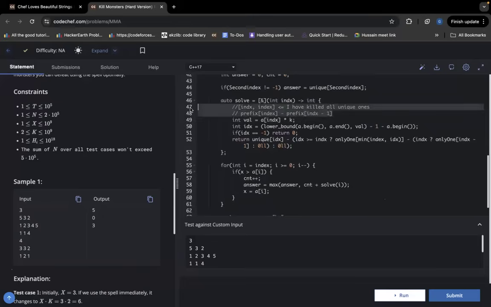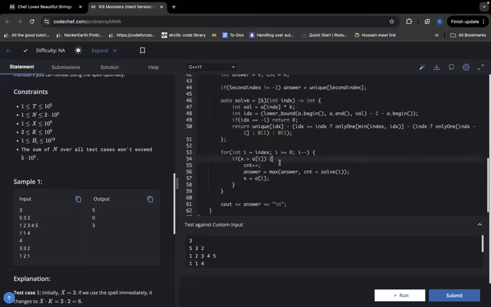Okay. What matters is if x is greater than ei, then count plus plus, answer is equal to max answer comma count plus solve I, and finally you print answer. And in my solve function, I am just telling, okay, this is my current health. After that, which is the index which I'm now going to start at? It is going to be this index. How do I do this? Using lower bound or binary search or anything like this. Is just binary search. And if index is -1, then I return 0. Otherwise, the number of unique elements in a range minus the elements in the range that I killed that have exactly 1 occurrence. Okay. That is more or less it for this implementation.